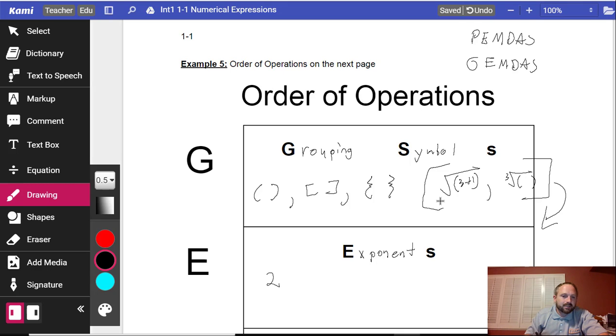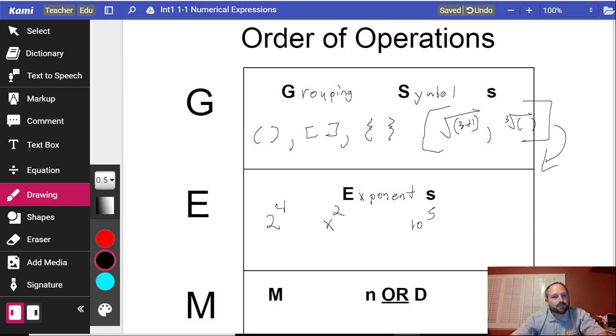So this was like 2 to the 4th power. Maybe you have x squared. Maybe you have 10 to the 5th power. These are all exponents. Let's go on. So the first one is resolve the group. Next one is, make sure there's no more exponents.